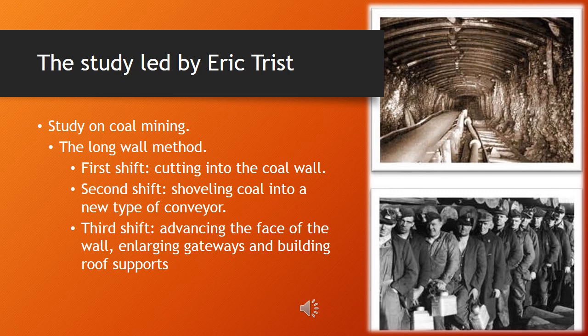This new approach was named the longwall method. In this new longwall method, the miners were reorganized into large shifts of specialized workers. During the first shift of the day, all miners performed the same operation, cutting into the coal wall. The second shift was responsible for shoveling coal into a new type of conveyor. The miners on the third shift worked exclusively on advancing the face of the wall, enlarging gateways, and building roof supports, relatively low prestige tasks.